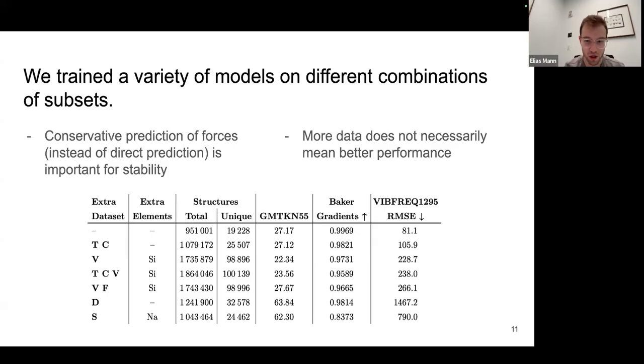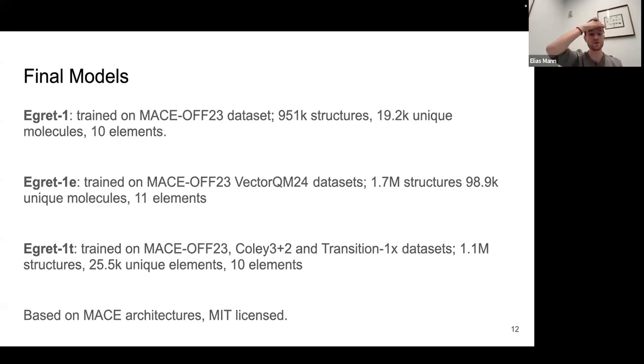So our final models we ended up with: we took our subset configurations and trained larger models on them. One was the baseline model just on the MACE-off 23 set. This is our general purpose model, generally more well behaved. Egret-1E contains VectorQM and the baseline. This is highly precise for energy predictions, but has more unruly, higher order behavior.